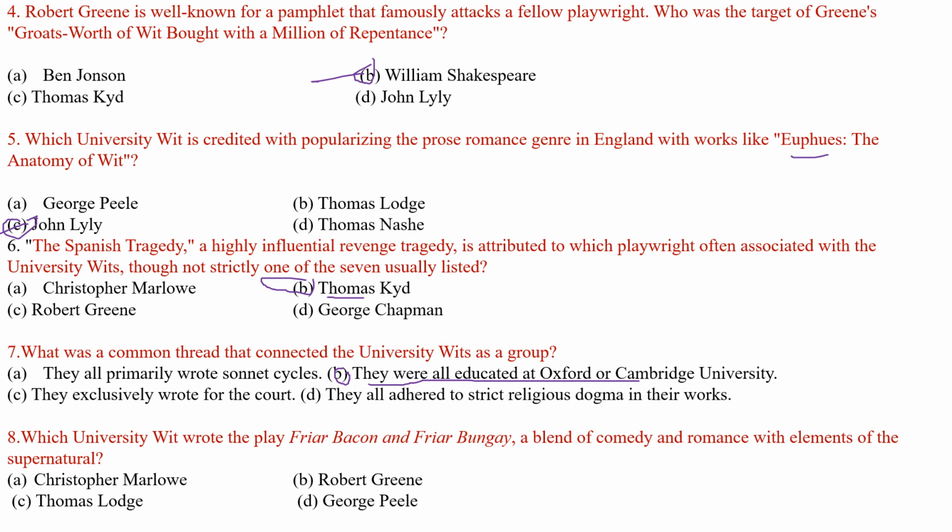Question 8. Which University Wit wrote the play Friar Bacon and Friar Bungay, a blend of comedy and romance with elements of the supernatural? So let's see the options. Christopher Marlowe, Robert Greene, Thomas Lodge, George Peele. So the answer is Robert Greene. B is the correct answer. He wrote the play Friar Bacon and Friar Bungay.